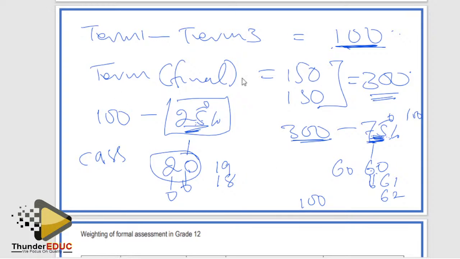Now I'm converting it: 60 out of 75. How much do I need out of 150? I will say that 60 divided by 75, answer, times 150 gives me 120. 120 marks. Is that what I need out of 150?